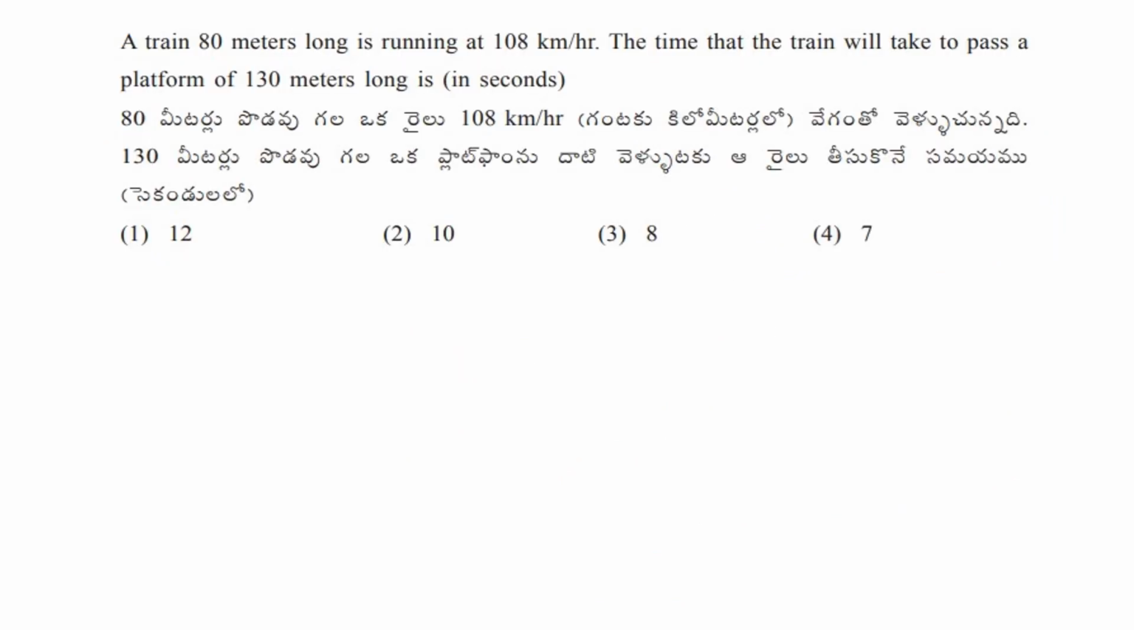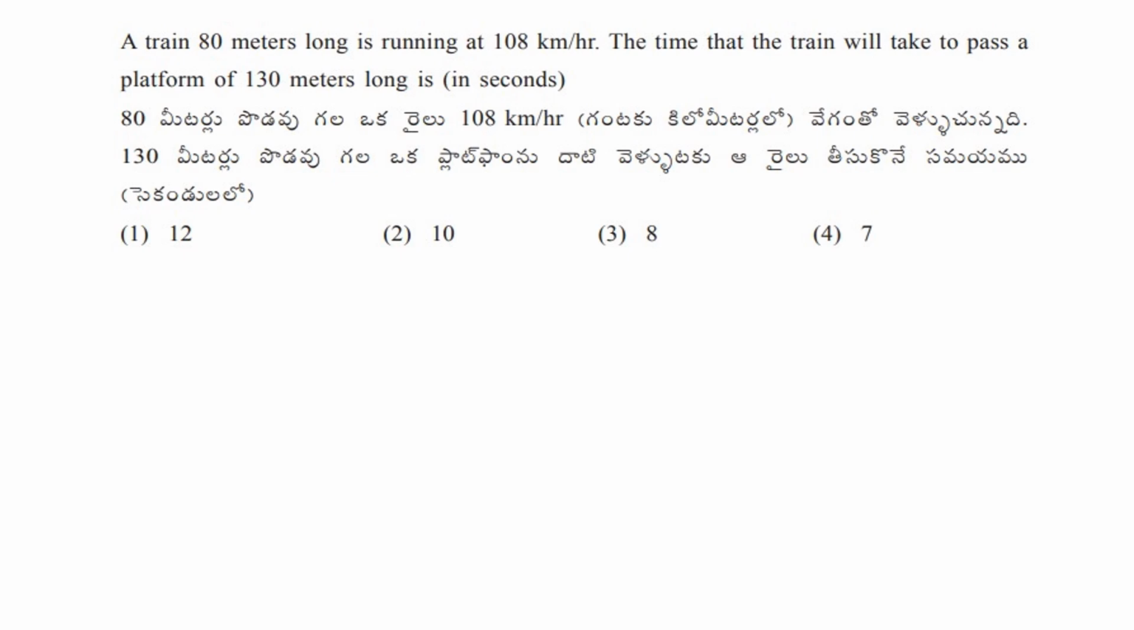Let's see here. A train 80 meters long is running at 108 km per hour. Find the time that the train will take to pass a platform 130 meters long. So here, I told you, right? When we are into the trains problems, I have to tell you one concept.